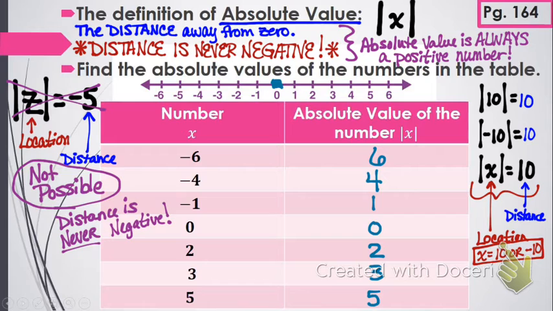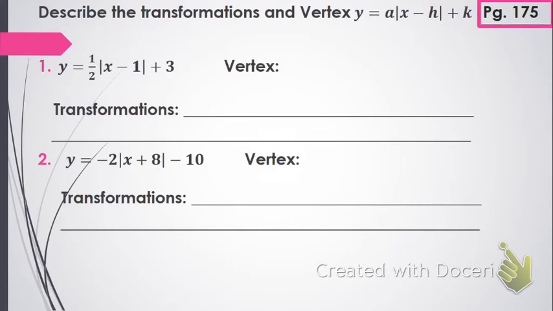We are going to practice doing some graphing today with absolute value. I'm going to have you flip forward several pages. We're going to go to page 175. Page 175. We're going to start off with just some transformations.